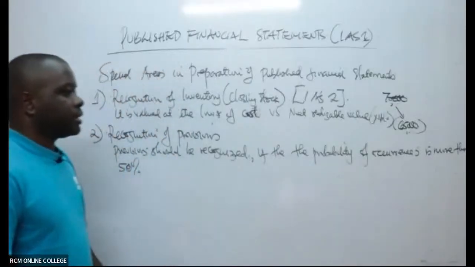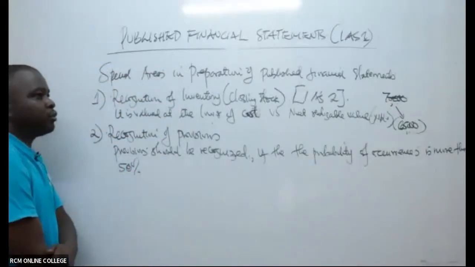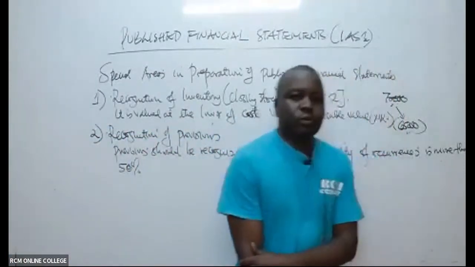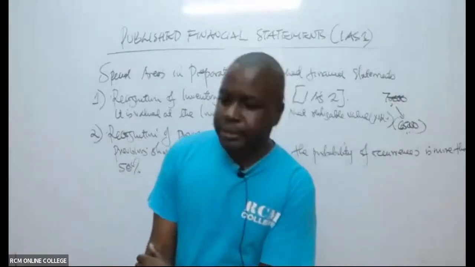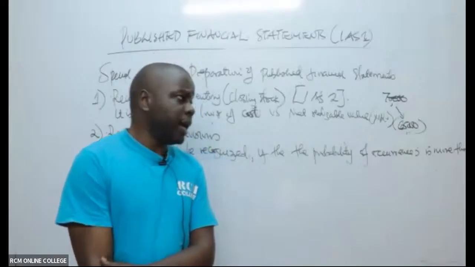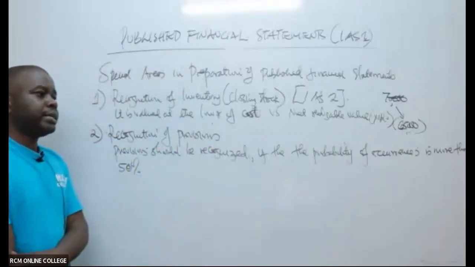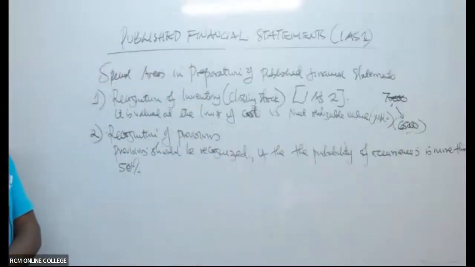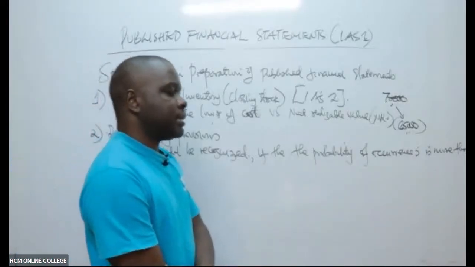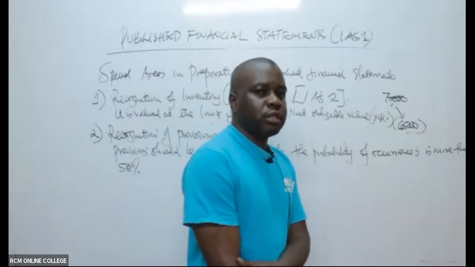So sometimes, when you're preparing, for example, the income statement, you do a provision for bad debts, or an allowance for bad debts.